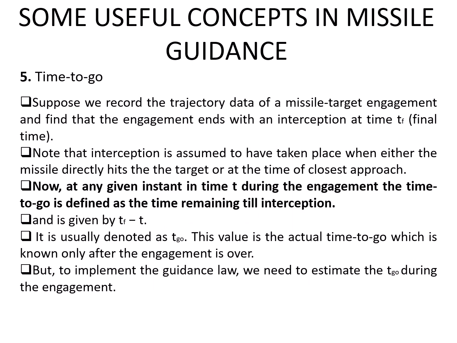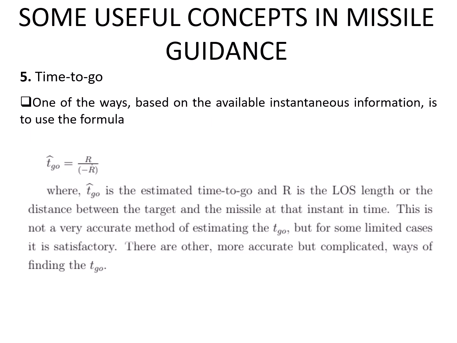Then comes the time to go. Suppose we record trajectory data of the missile-target engagement and find that the engagement ends at the interception time. The time to go is the time from the current time until the time you hit the target. It is given by final time minus t, the current time. So time to go is equal to the final time when you hit the target minus the time right now. If you start from 0, then 0 to tf will be your time to go. That is how much time you require to hit the target, which can be calculated as r divided by the rate of change of r.